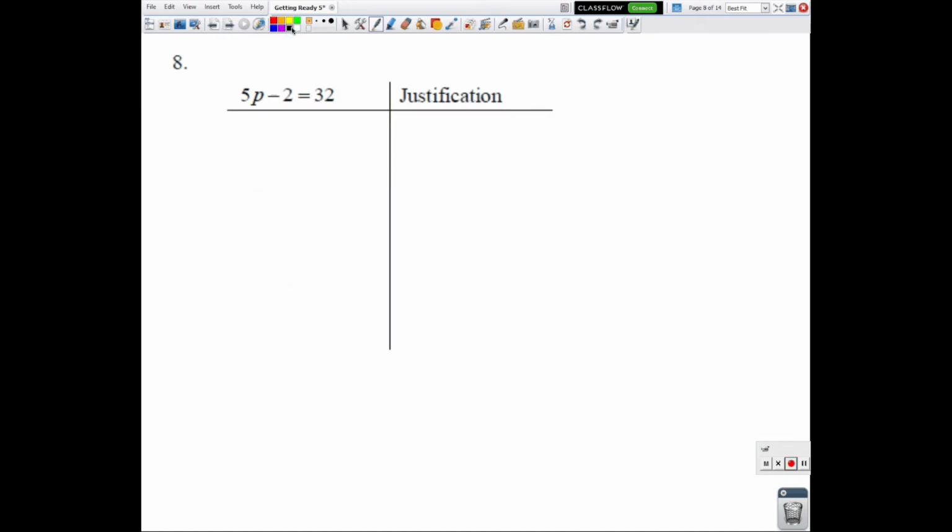Number 8, 5p minus 2 equals 32. First thing to eliminate is the minus 2. Inverse of subtraction is addition, so add 2 to both sides, leaving 5p equal to 34. That was your addition property of equality.